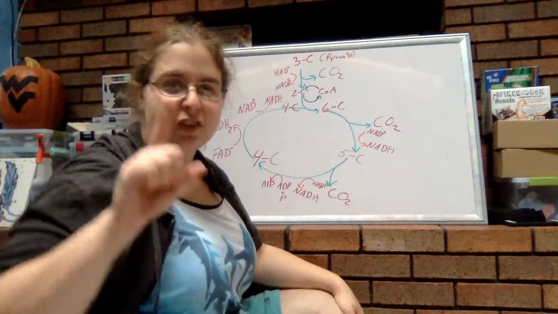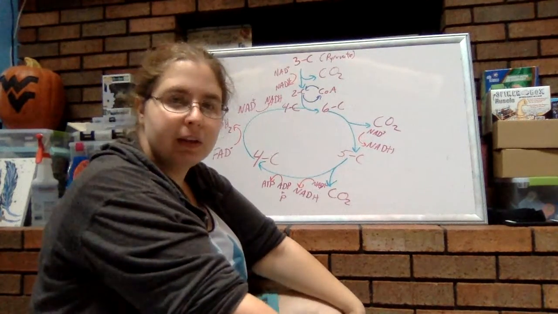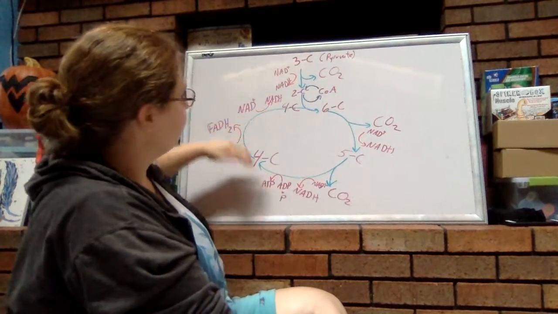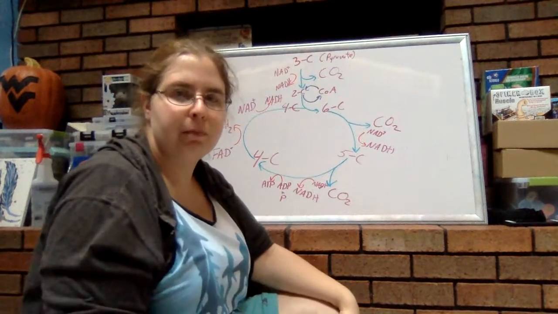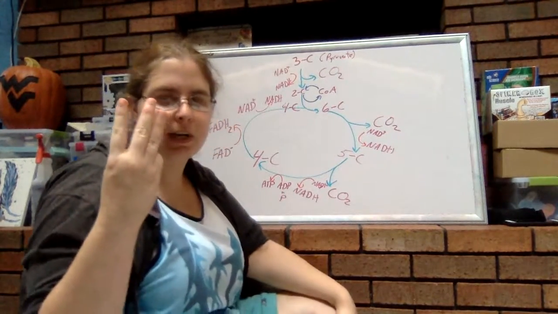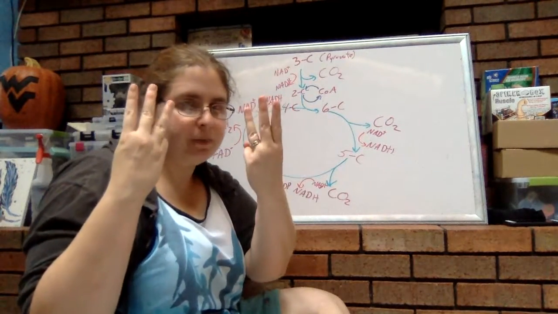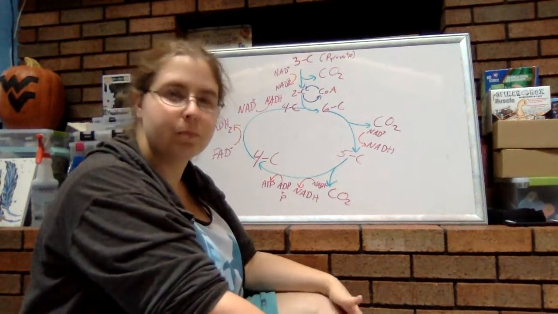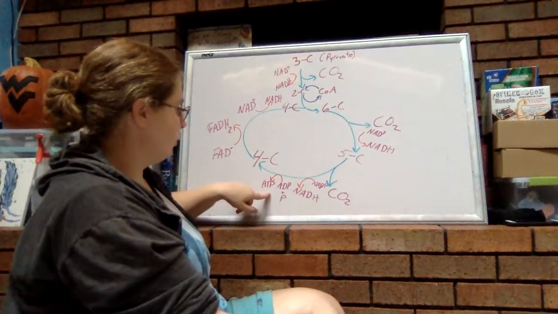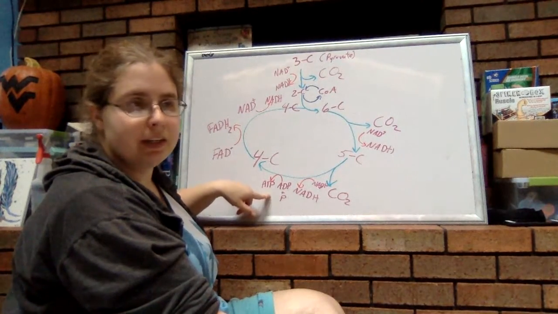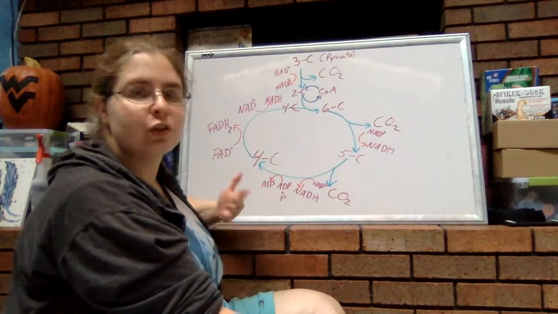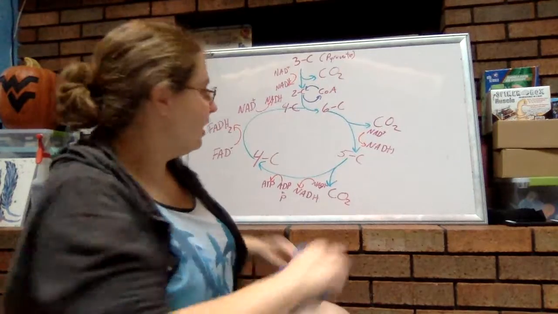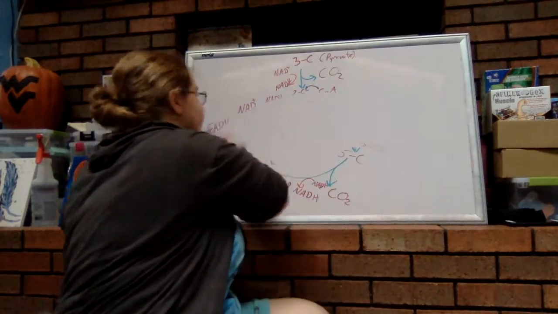But remember, this is just one of the two pyruvate molecules that we started with. The other pyruvate molecule is also going to go through this. So each pyruvate molecule makes 3 carbon dioxide molecules. So since they each make 3, that means we have a total of 6 carbon dioxide molecules made. And since each one will result in 1 ATP being made, that means in total we had 2 ATP being made.